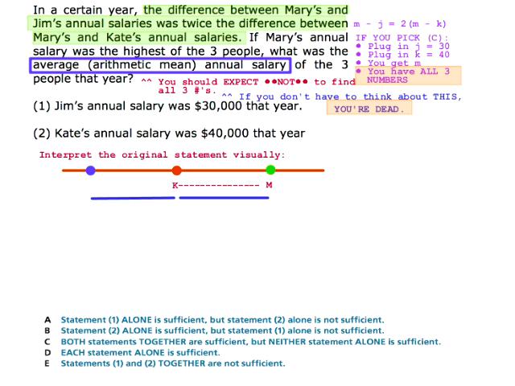So that means the K is the halfway point. Aha, K is the average. Yes, indeed it is. And so that means that statement 2 is sufficient. So you can do that. That's one way of realizing that K is the average.